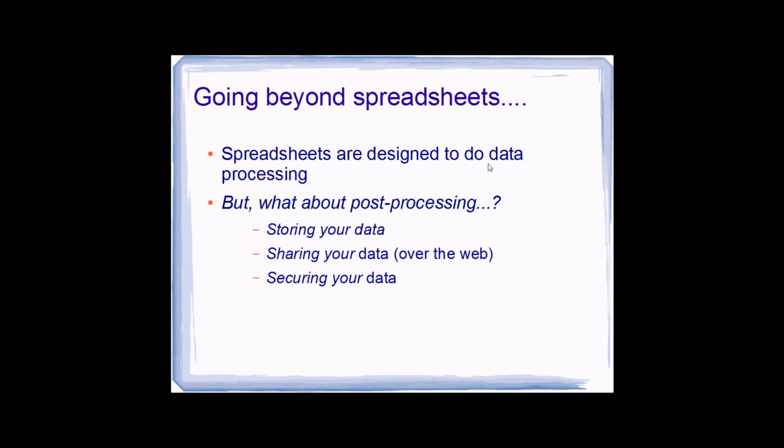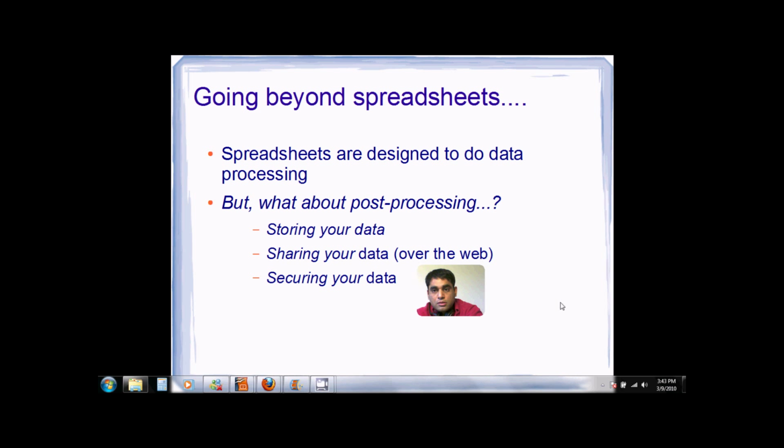Spreadsheets are a very popular way to process numeric data. But having processed your data, what next? How do you store your data in a central database? How do you share it with your colleagues across the internet? And how do you secure your data so that only authorized people can look at it and nobody else? These are the questions which led to the design of Archimedes.